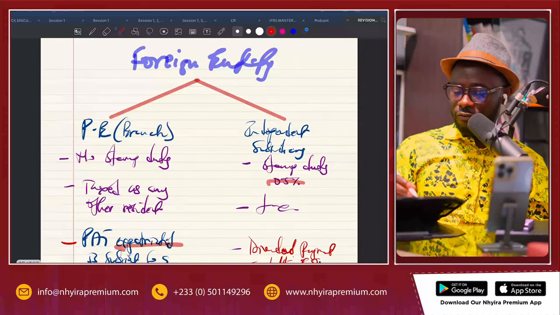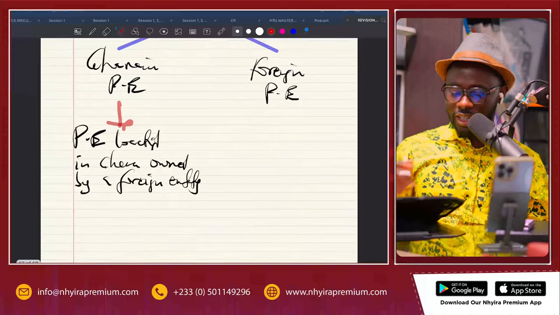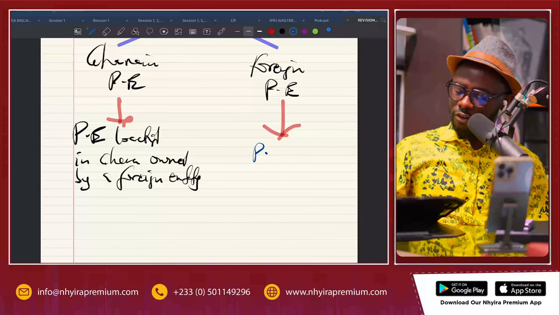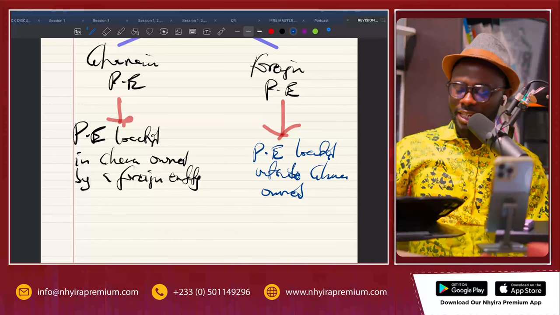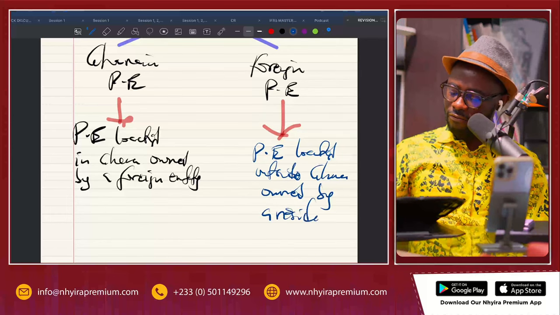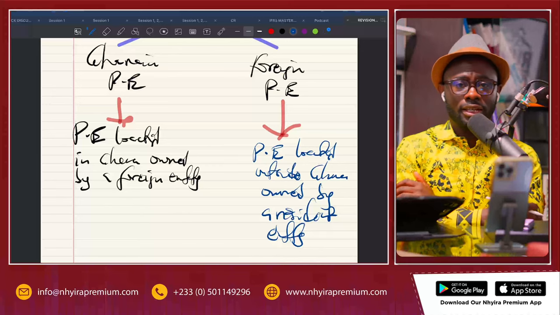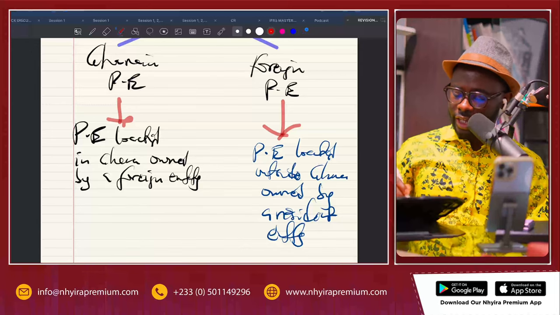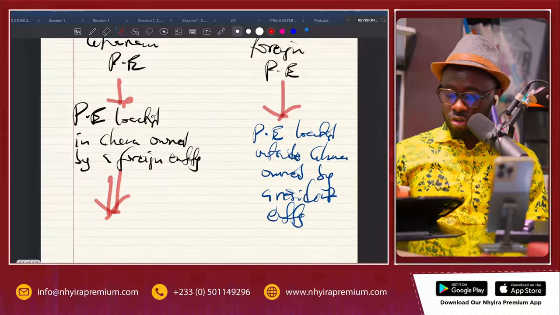So when we say the foreigner can come and establish a permanent establishment as a branch, it means it is a Ghanaian permanent establishment. A foreign permanent establishment is simply a permanent establishment located outside Ghana, owned by a resident entity. You see the funny part here? Owned by a resident entity. That is a foreign permanent establishment. And I've told you already, the Ghanaian permanent establishment is taxed like any other company in Ghana. So that's the deal about that.